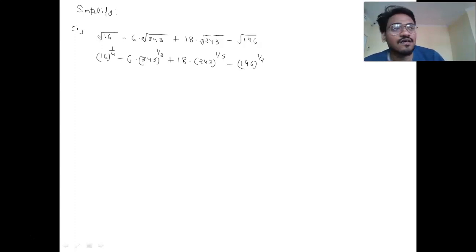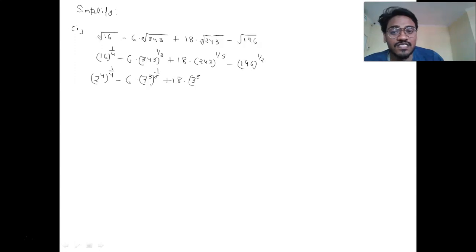Clear? Now students, for simplifying this kind of expression, I'll be using the laws of exponents. See, 16 can be written as 2 raised to the power 4. We already used this a number of times. 343 is actually the cube of 7. You can verify by factorizing 343, you will get 7 cube. And if you factorize 243, you will find it's 3 raised to the power 5.